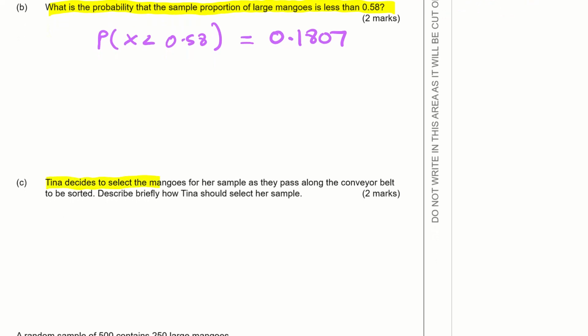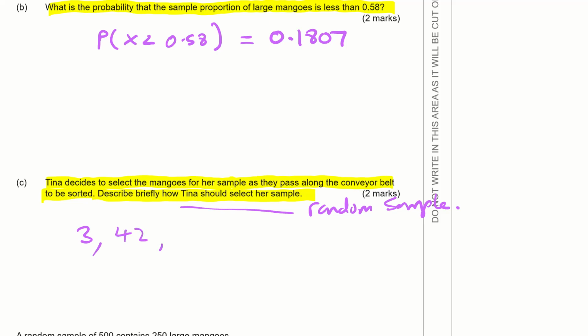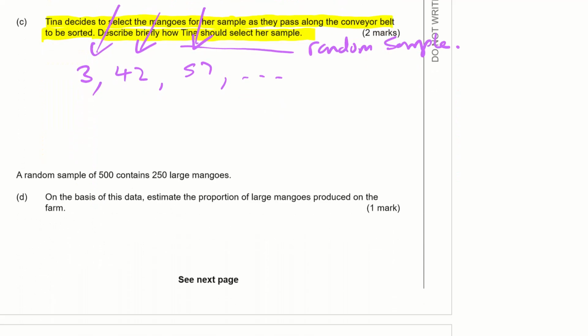Tina decides to select the mangoes for her sample as they pass along the conveyor belt to be sorted. Describe briefly how Tina should select her sample. Well, we want some sort of random sample, don't we? So one way she could do this is generate some random numbers like 3, 42, 57, and so on, and take those mangoes from the line as it goes past.